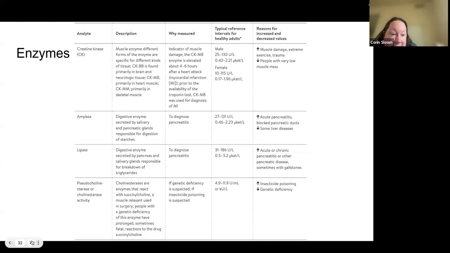Similarly, we have creatine kinase, amylase, lipase, and pseudocholinesterase or cholinesterase activity. And again, we have reference values for each of these. We often use these to diagnose pancreatitis or gastritis when someone is not feeling well.